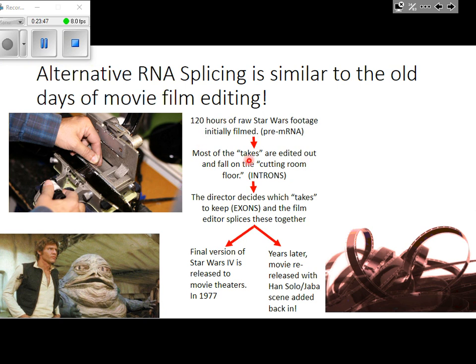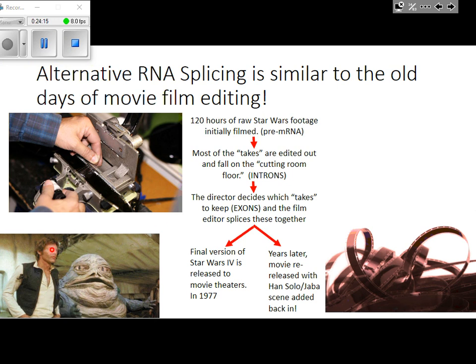Because they had to shoot the scenes over and over again, and they had to find just the perfect scene where the actors got their lines right and everything happened just the way George Lucas wanted. So most of the film was edited out and fell on the cutting room floor. Those were the introns, the scenes that were cut out. And that included some scenes that were completely cut out that never made it into the final film.